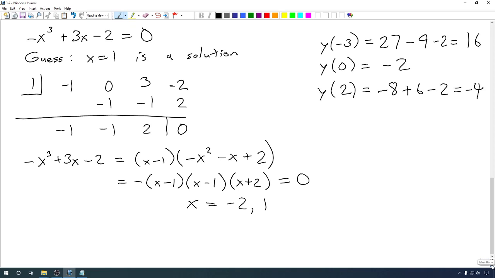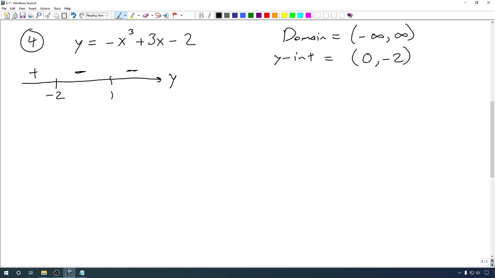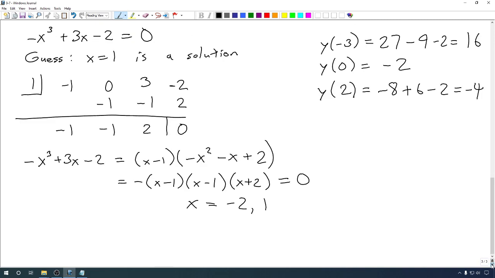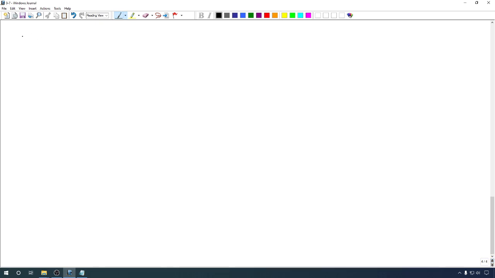Alright, let's move on to the first derivative. Now, of course, we have our original function. We had y equal to negative x cubed plus 3x minus 2. I can go ahead and differentiate that pretty easily. The derivative of negative x cubed is negative 3x squared. The derivative of 3x is just a plus 3. And the negative 2 goes away.